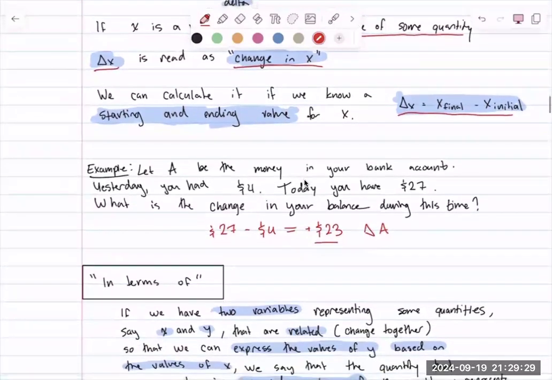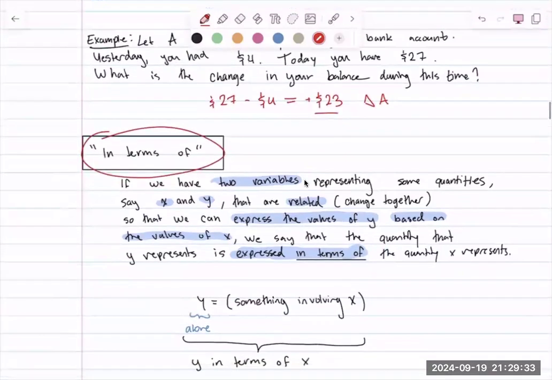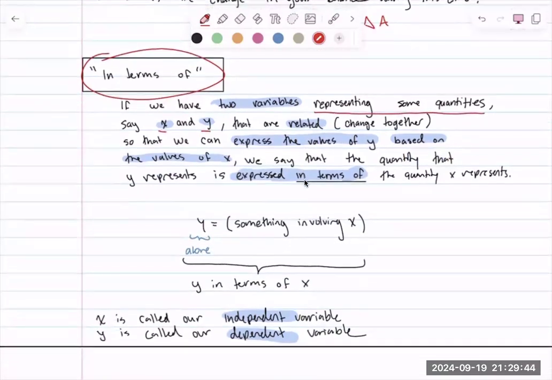So if we have two variables, now we're going to be talking about what "in terms of" means. If we have two variables that represent some quantities, let's say x and y, these are variables that represent the values of some quantities, and they're related, so they change together. If we can express the values of y based on the values of x with an expression using x, we say that the quantity that y represents is expressed in terms of the quantity that x represents.